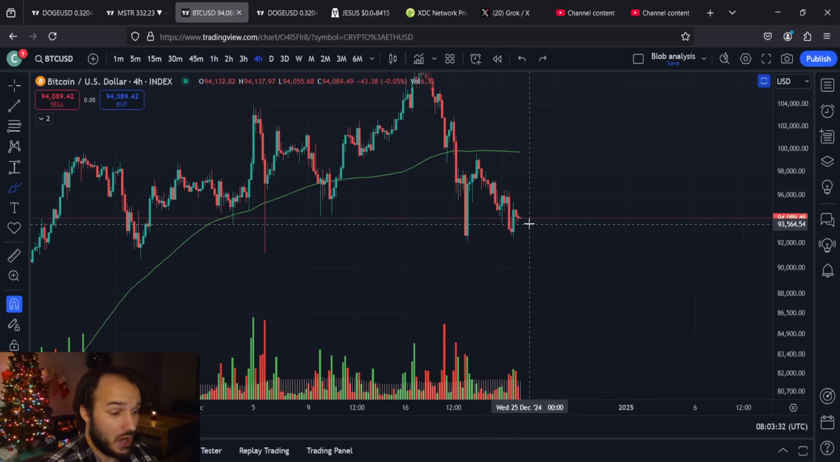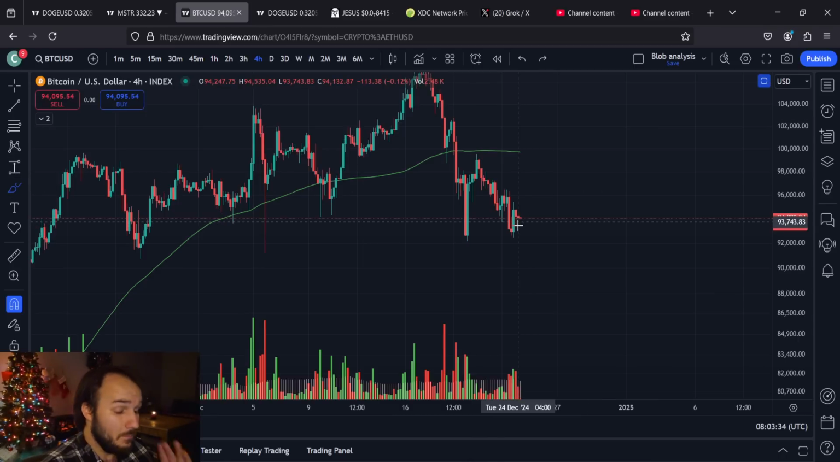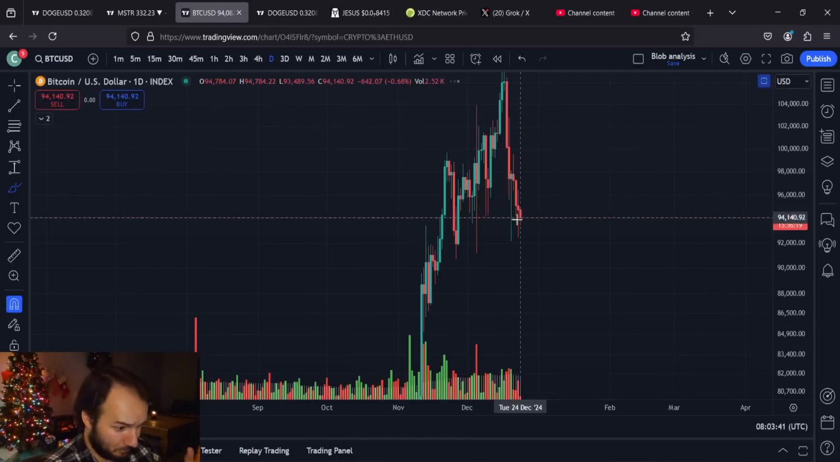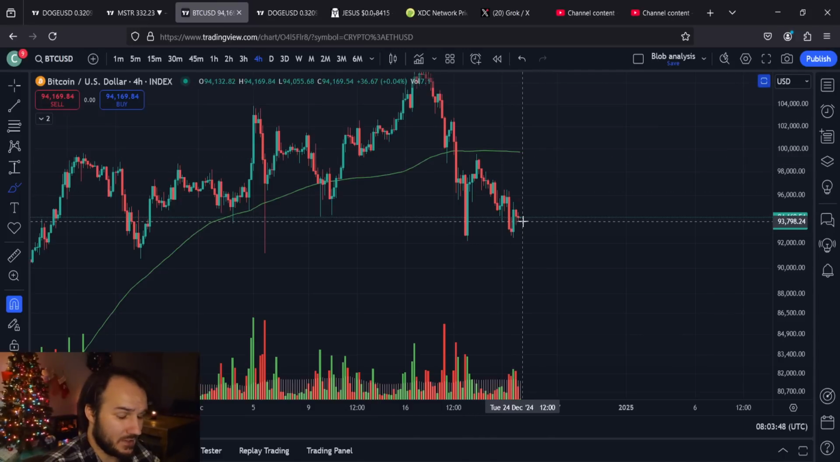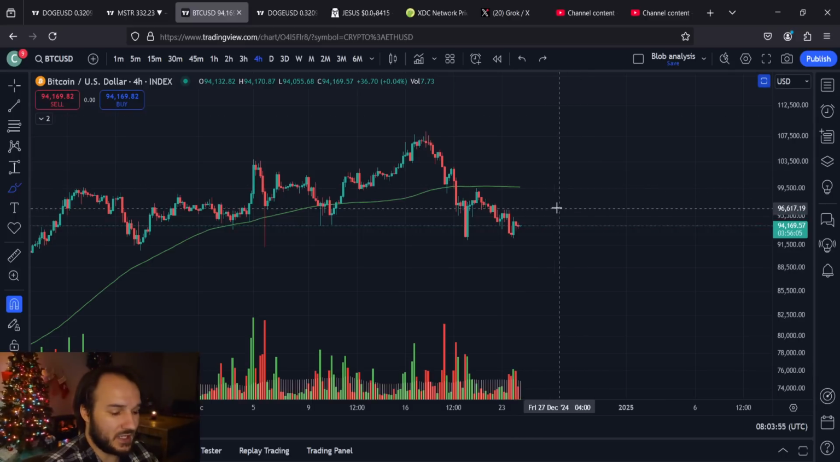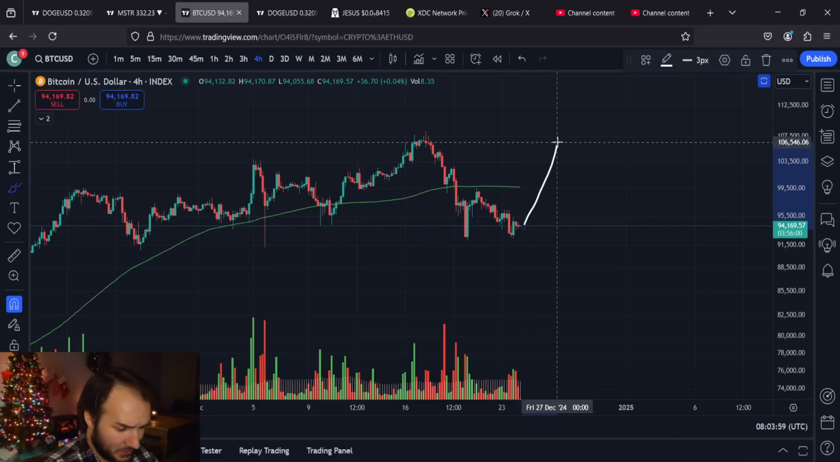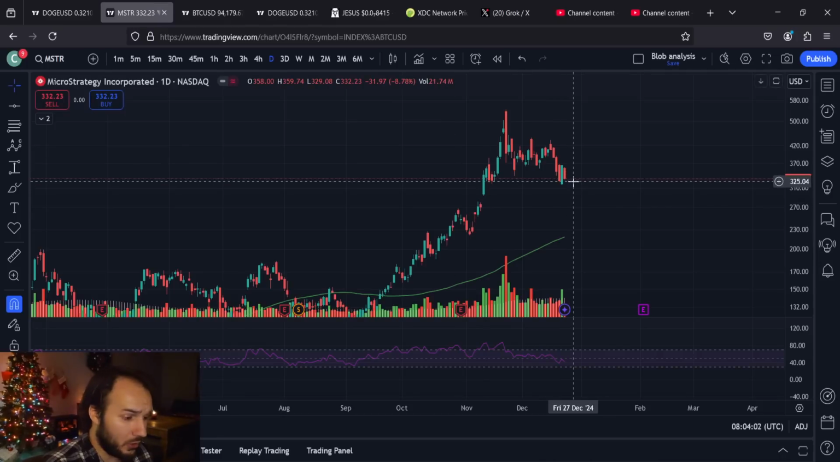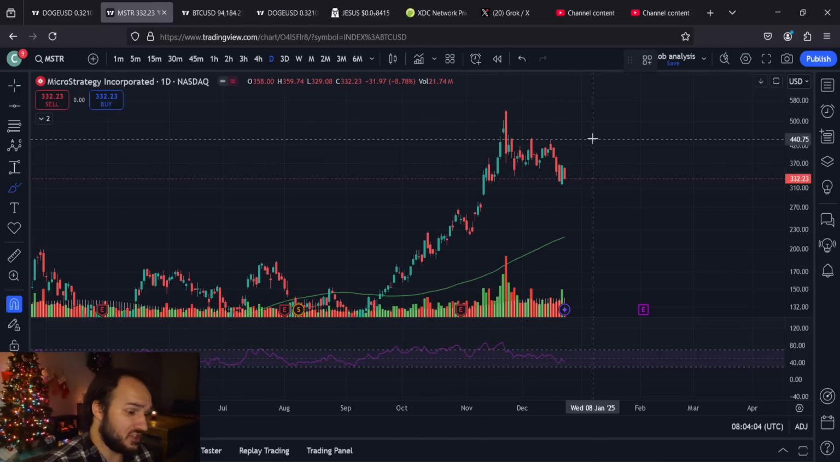But all in all, looking at this 4 hour, I would expect that within the next day, probably today, if not by tomorrow. So if not by the end of today, which is Tuesday's candle for Bitcoin, you look at the day here, it says Tuesday on the bottom, right? If not by the end of this day, then by the end of the next day, I would expect that we do see Bitcoin moving up. Which would then mean that either tomorrow or the next day, we would see MicroStrategy move up too.